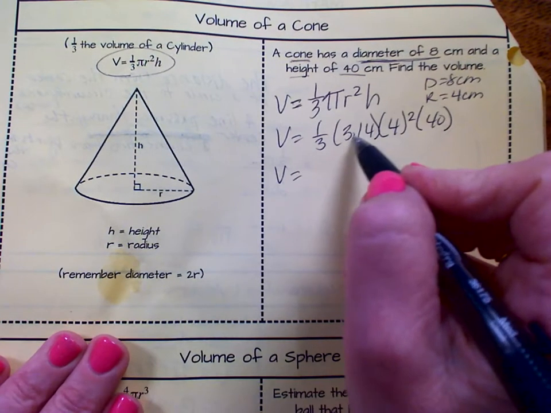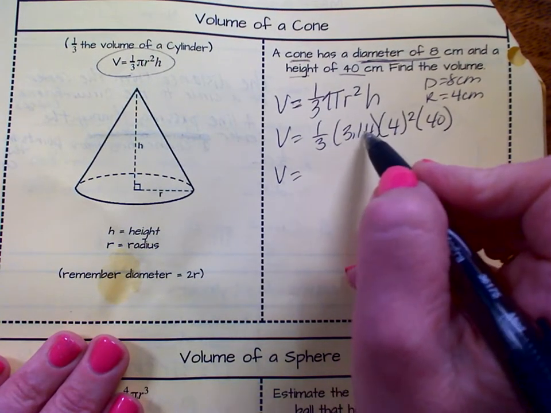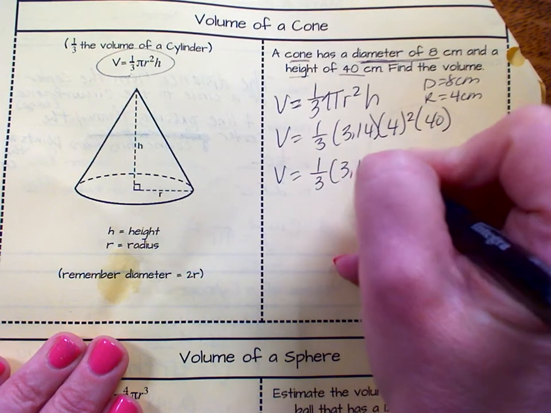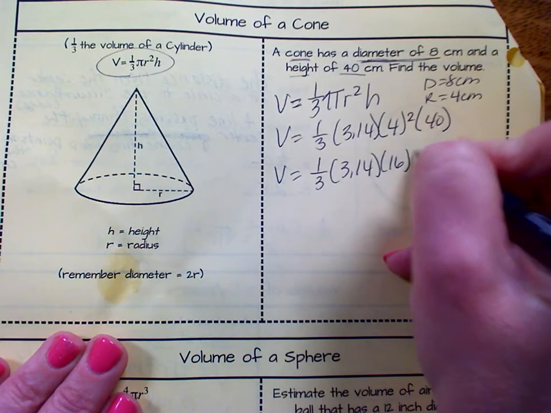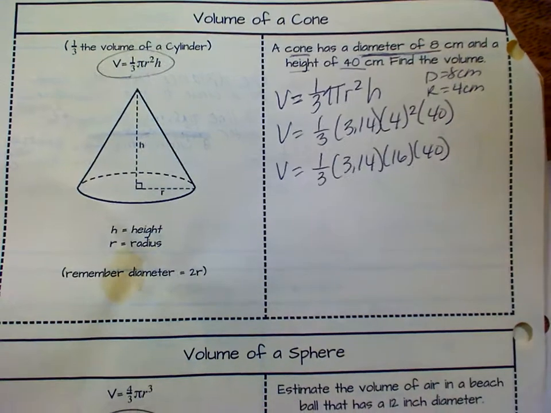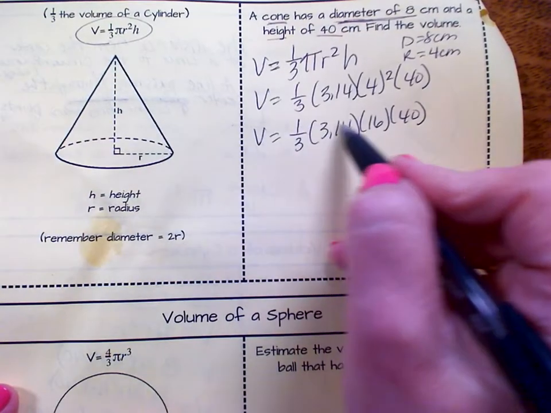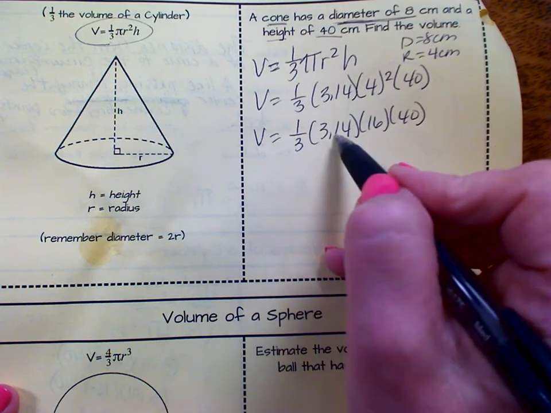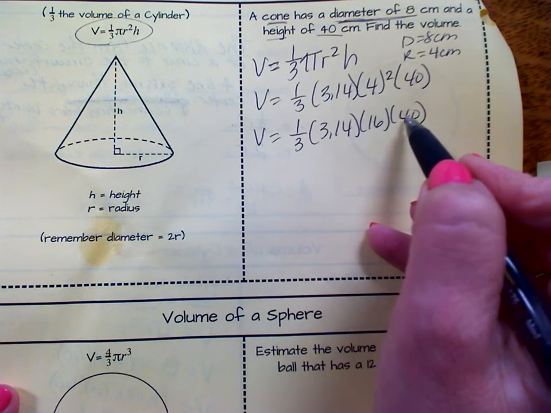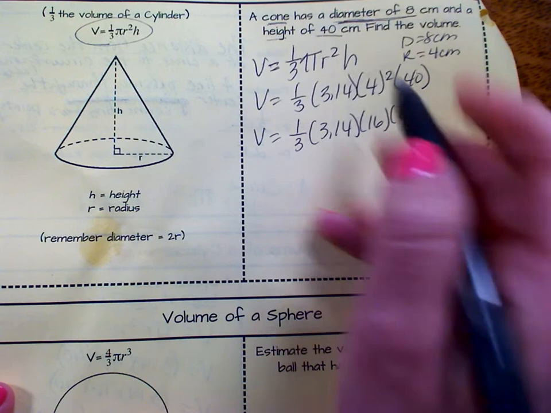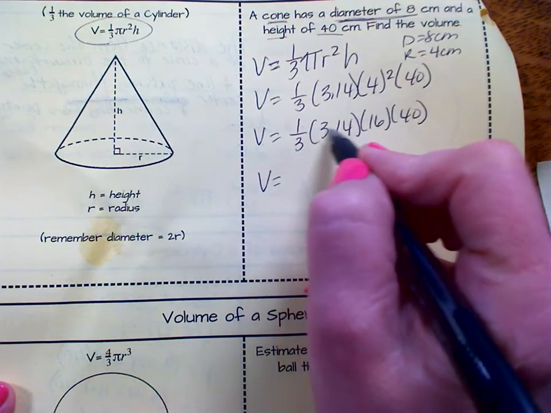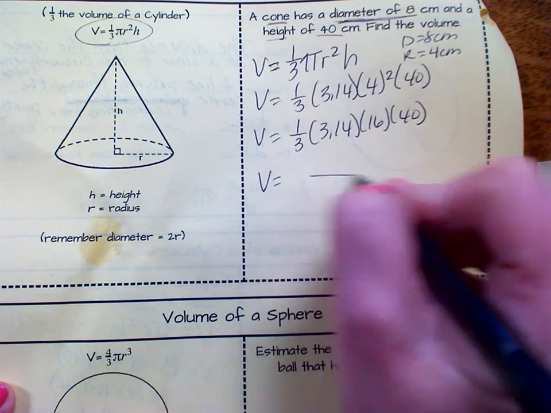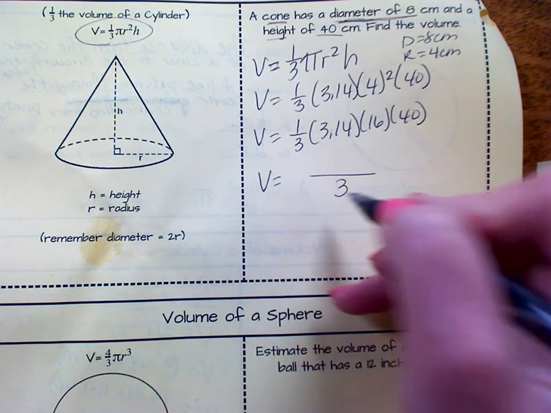Okay. What we can do here is, before you apply that 1/3, I'm going to go ahead and simplify the 4 squared, which is 16, and that's 40. I'm going to multiply all of these. I'm not going to try to cross cancel here because 3 won't go into 16, and 3 won't go into 40. So I'm going to multiply all of these numbers and then have 3 in the denominator. So this is where you can use your calculator.